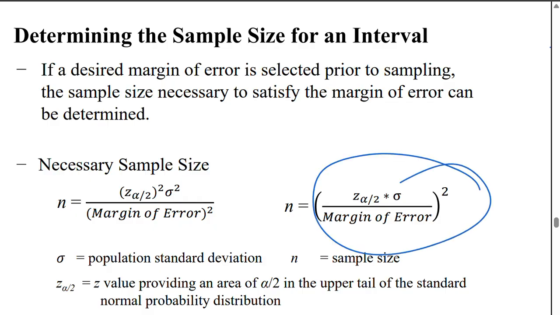Now, we only perform this when we know what the population standard deviation is. And so our sample size n is equal to the z alpha over 2 value multiplied by the population standard deviation divided by the margin of error. And once we are able to calculate that, we always have to square it.